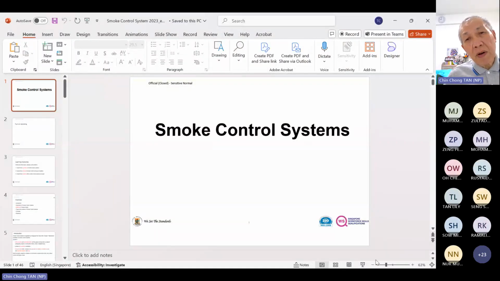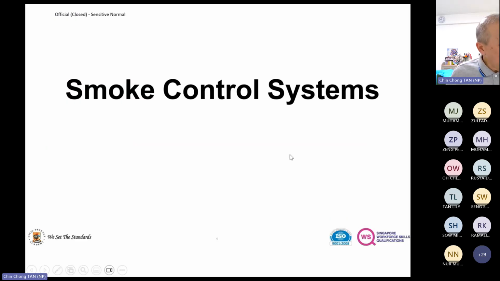Now smoke control, of course, we all know it's very vital. We all know that in a fire, it is the smoke that incapacitates the occupants, not so much the direct threat from the fire. Smoke can hurt us far away from the place of fire origin, right?